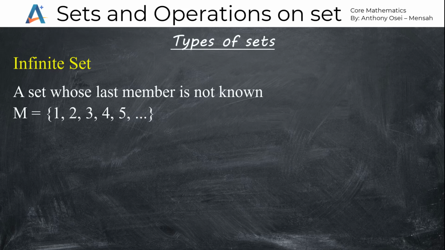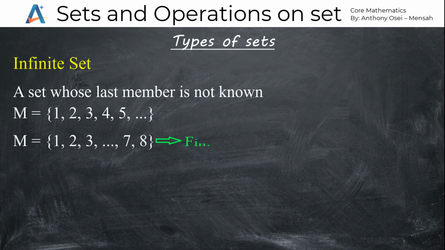Now let me warn you on this. Let's give another set, let's say M, and then let's get a set 1, 2, 3, 7, 8. This is not an infinite set, but rather it is a finite set. The fact that I have omitted members doesn't mean that the last member is not known. The last member actually is 8, but there is an omission along the line. So once there is an omission along the line, it doesn't make it infinite.